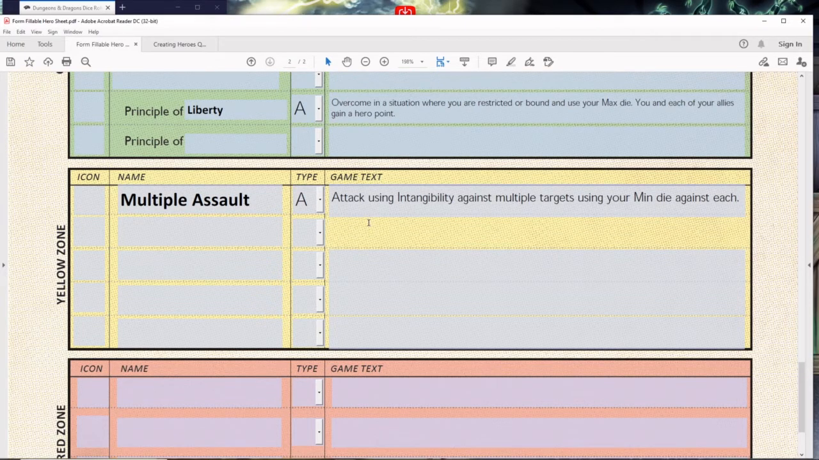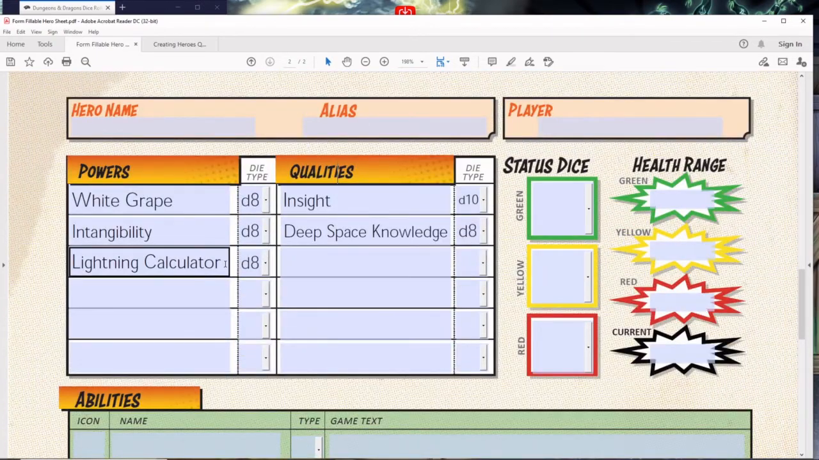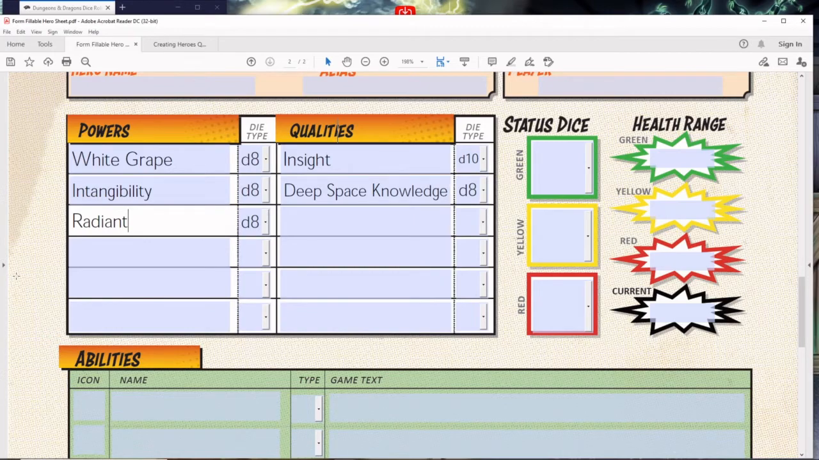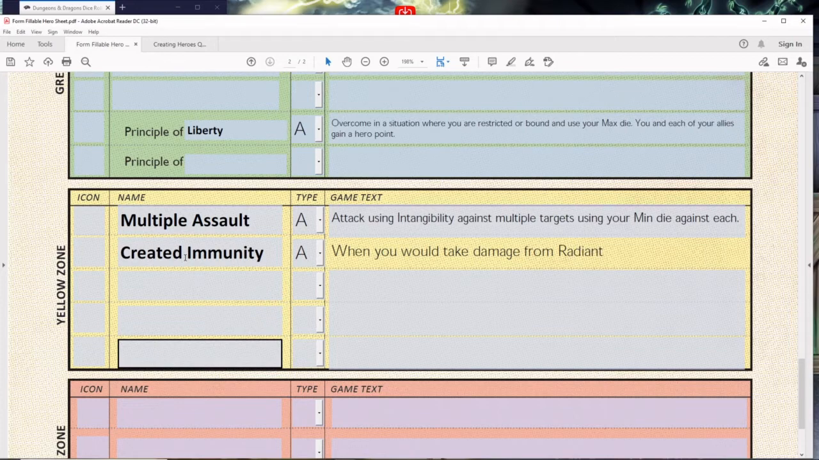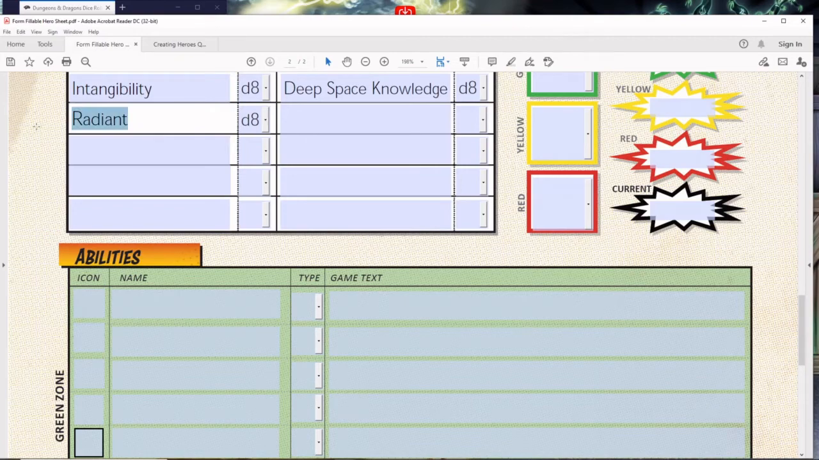Okay, so created immunity I think we're going to do, but you need to have so we're going to turn this back into radiant. We can hopefully pick up lightning calculator later, but we're going to call it created immunity. There we go. When you would take damage from radiant, you may recover that amount of health instead. This isn't great because there aren't a lot of things that do radiant. And actually cosmic might be better for pure force.